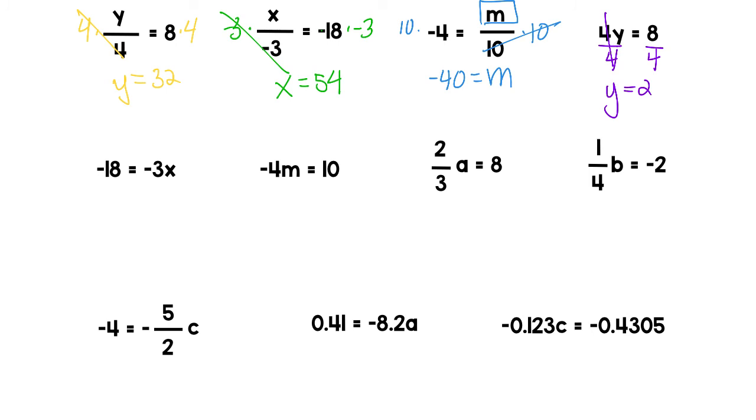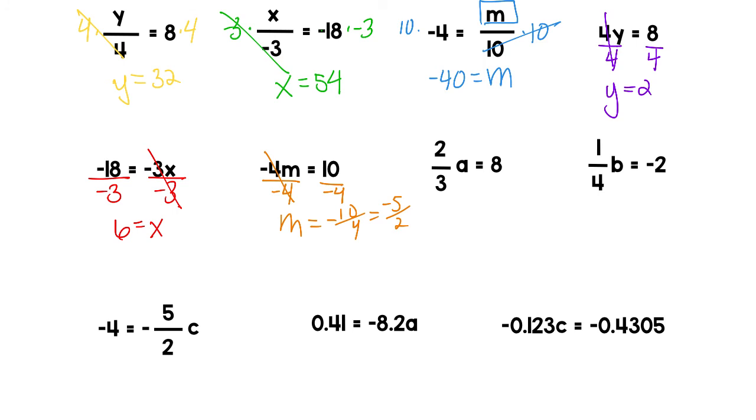Second row, -18 equals -3x. I want to keep x where it's at. Opposite of multiply is divide, so we divide both sides by -3. -18 divided by -3 is 6, and that equals x. Got -4m equals 10, and divide both sides by that -4. That cancels, and I've got m equals, we're going to have a fraction, -10/4. I love fractions. I can reduce this, divide everything by 2, and I get -5 over 2.